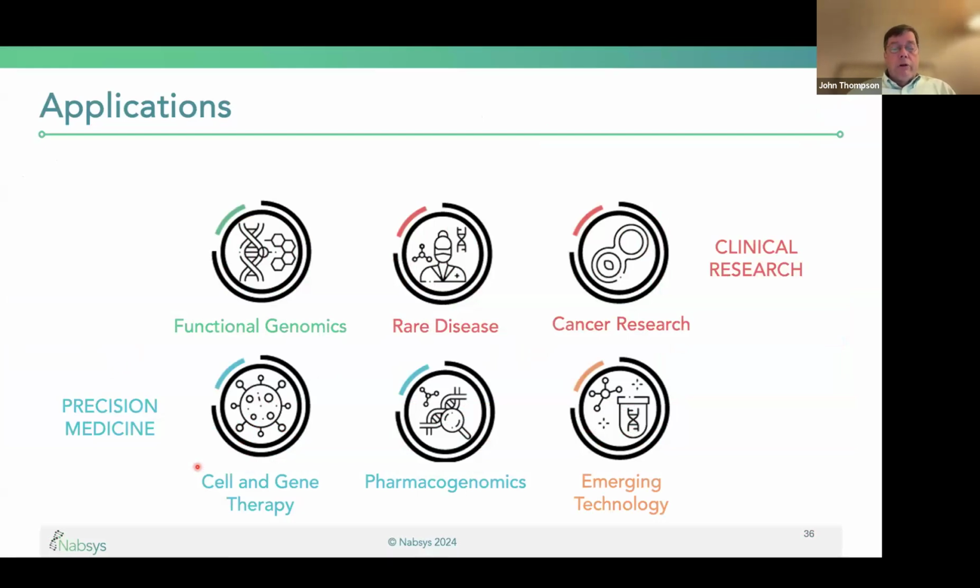So in terms of applications, functional genomics, rare disease, I showed some examples there, and obviously what's of higher interest to this group is cancer research. So you can look at these structural variants and then try to associate them with diseases. There are also applications in cell and gene therapy in terms of, is CRISPR doing nasty things to your genome?